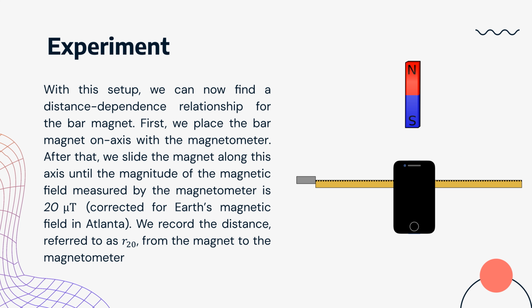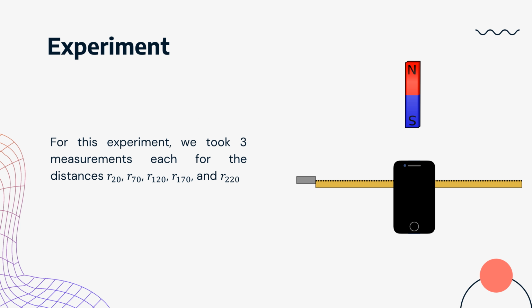Once the experiment is set up, first we place the bar magnet on axis with the magnetometer, and after that we slide the magnet along this axis until the magnitude of the magnetic field measured by the magnetometer is 20 microteslas. We record the distance, referred to as R20, from the magnet to the magnetometer. For this experiment, we took 3 measurements each for the distances R20, R70, R120, R170, and R220.